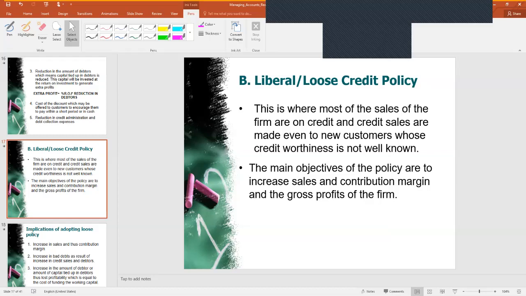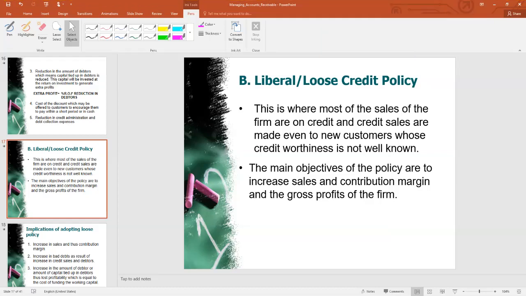So either way, whichever alternative you take has a cost implication. Whether a stringent policy or a liberal policy, there is cost implication. So which one is better? It's about trying to quantify the financial cost and the financial benefit of the policy. If the policy offers more benefit than cost, then the company should adopt it.